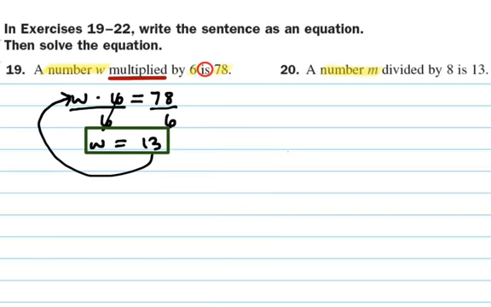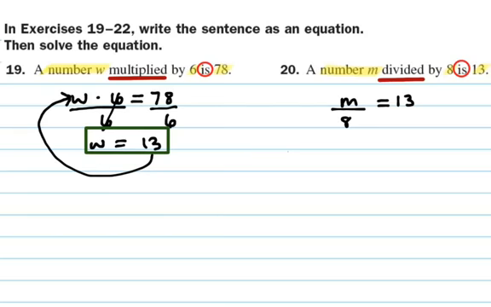Number 20, we have a number m. M is important. That's our variable. Divided is the operation we're going to be doing. 8 is a number that we're going to have, and 13 is the equal sign, and 13 is another number. So we write it out as m divided by 8 equals 13.